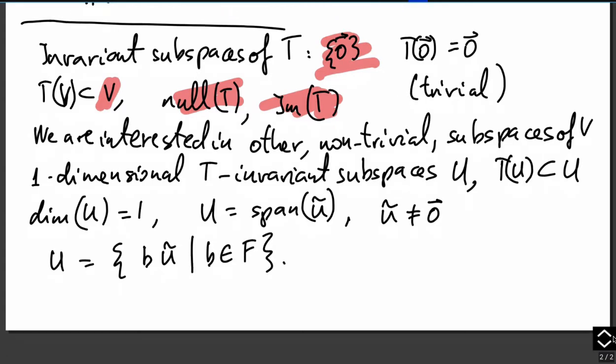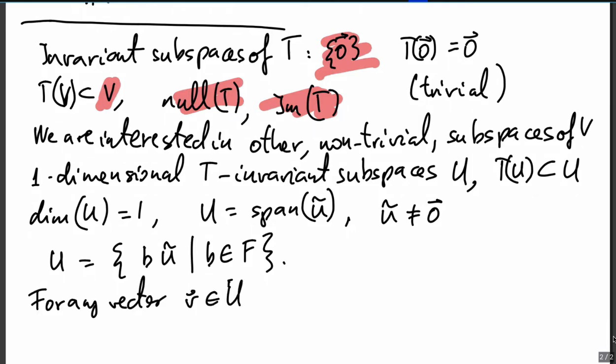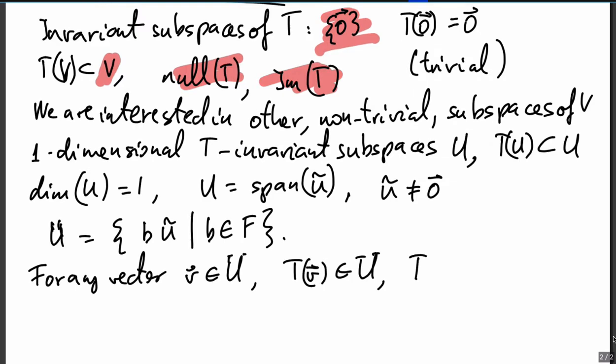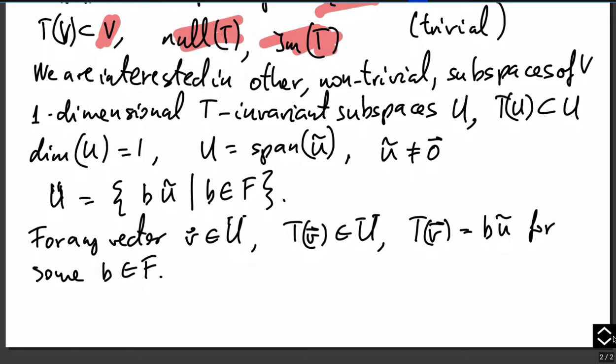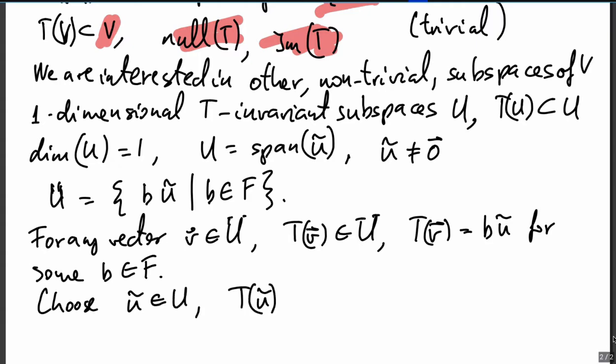So if U is T-invariant, that means for any vector V from this space U, we have that TV is also in this U subspace. Since TV is in U, that means this TV element is also a scalar multiple of this U tilde for some b from the scalar field. So this b might change. It might be different for different V vectors. Now let's choose this U tilde vector, the basis vector actually. Then we also have, for this U tilde vector, that its image, T of U tilde, is a scalar multiple of U tilde.